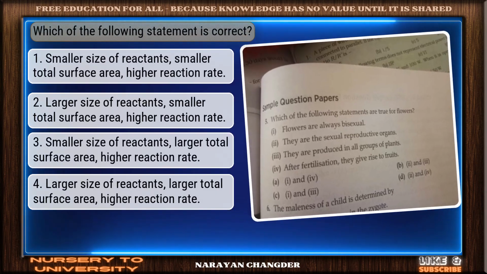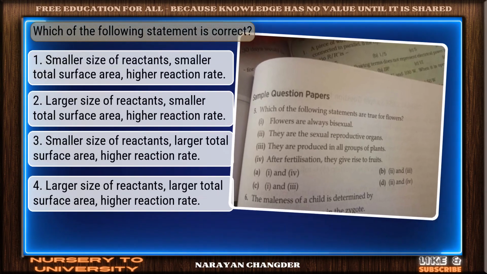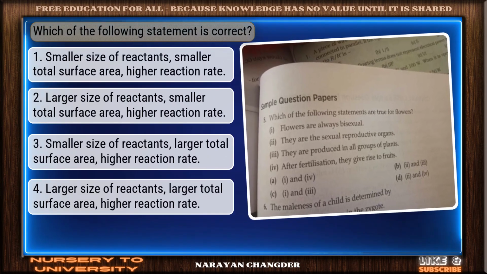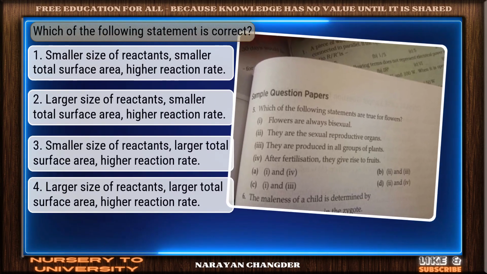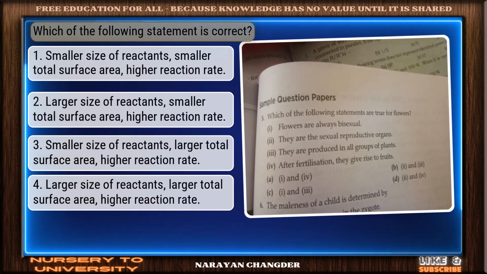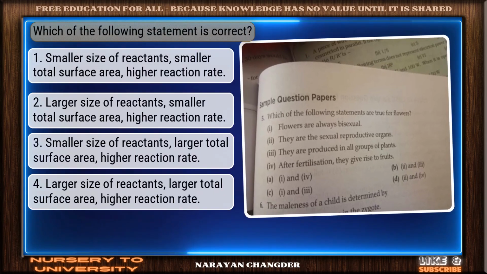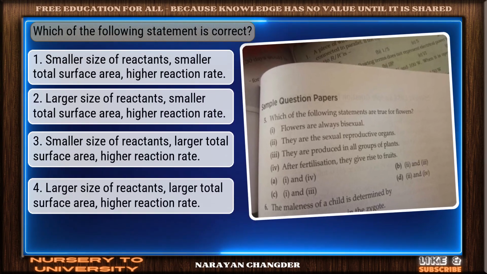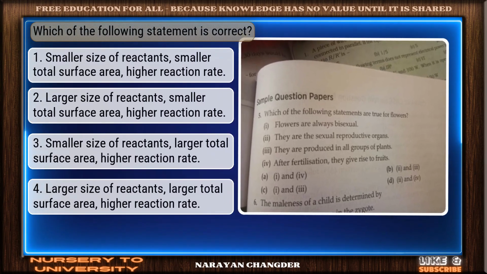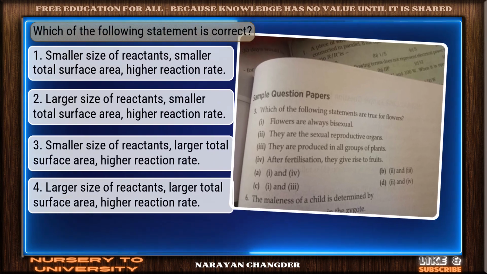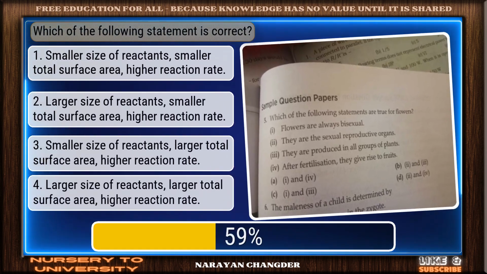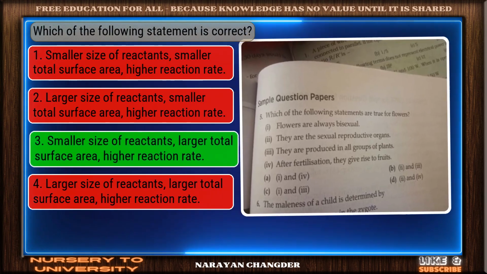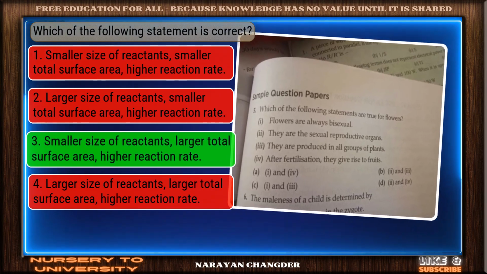Which of the following statements is correct? Option 1, smaller size of reactants, smaller total surface area, higher reaction rate. Option 2, larger size of reactants, smaller total surface area, higher reaction rate. Option 3, smaller size of reactants, larger total surface area, higher reaction rate. Option 4, larger size of reactants, larger total surface area, higher reaction rate. Exactly, smaller size of reactants, larger total surface area, higher reaction rate.